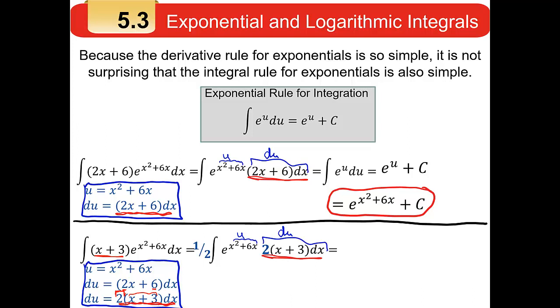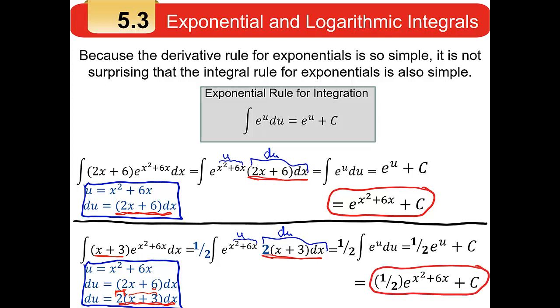The 2 times the quantity x plus 3 dx becomes the du. The x squared plus 6x becomes the u, and I end up with 1/2 times the integral of e to the u du. The integral of e to the u du by formula is e to the u plus c, and that 1/2 just sits there. Final step, as always, is to get rid of the u and put back in the x value, which in this case is x squared plus 6x. So there you go. And you can see how these things flow through the same sort of way each time.